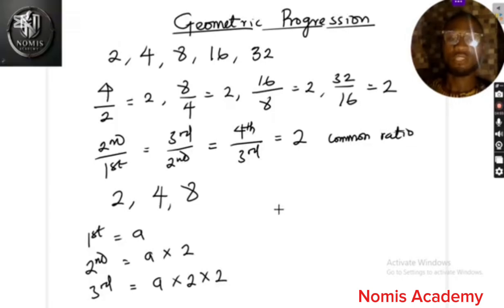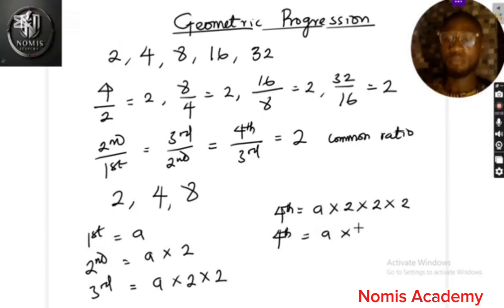The fourth term is still A multiplied by 2 times 2 times 2. Am I getting it right? Because our A here is 2, 2 times 2 is 4, times 2 is 8. So the fourth term, which is 16, is A multiplied by 2 times 2 times 2. So when we study this fourth term, it says A multiplied by 2 raised to the power of 3.